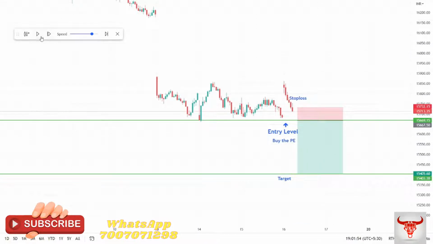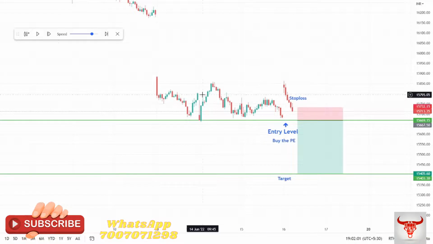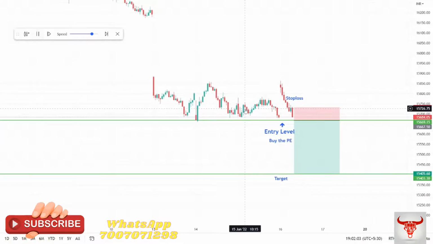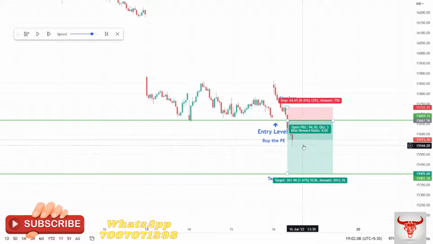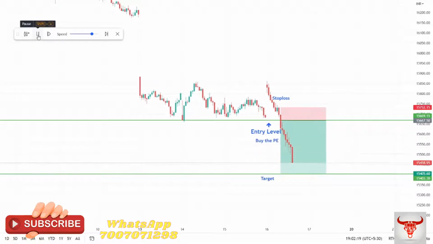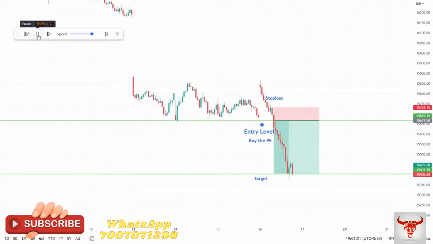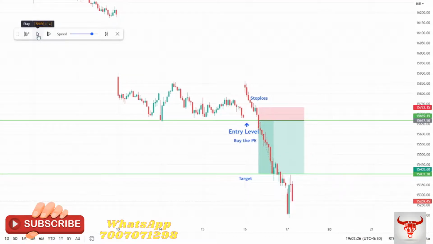So let's start. We'll take the position once it hits this first bar. From here we'll make a PE position, that is the put bearish position. So it has hit that level. It moves very swiftly towards the downside, and this will be our target. Once our target is achieved, we'll cut or square off the position. So let's see, it's moving downwards and it hit our target. So we'll square up our position and exit from the trade.